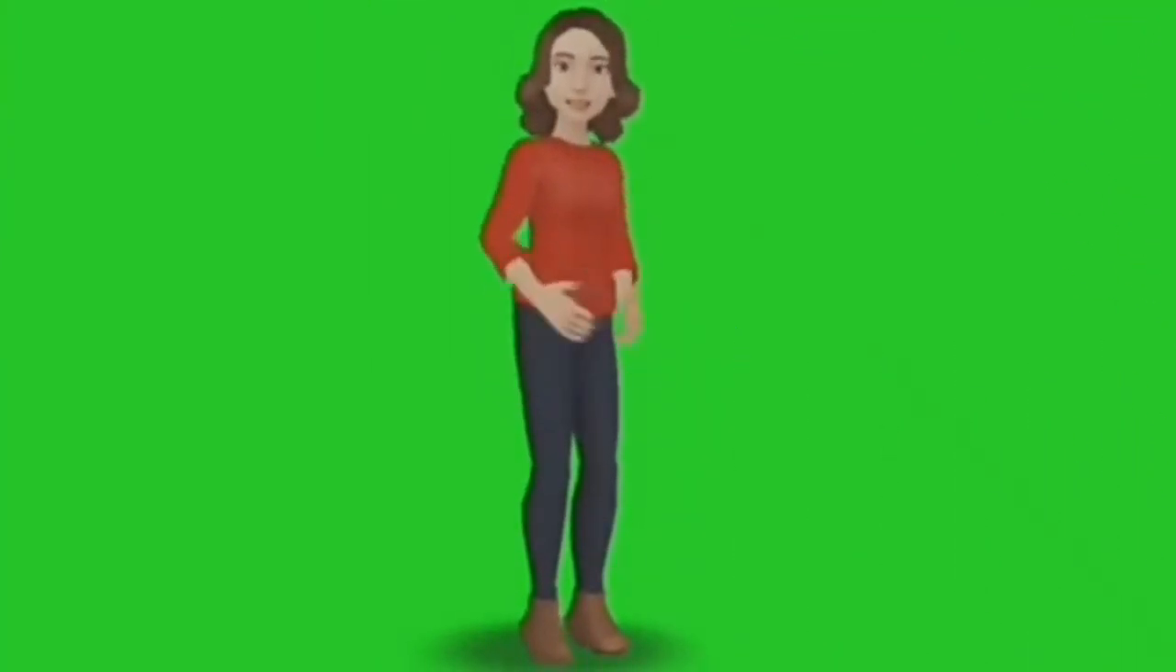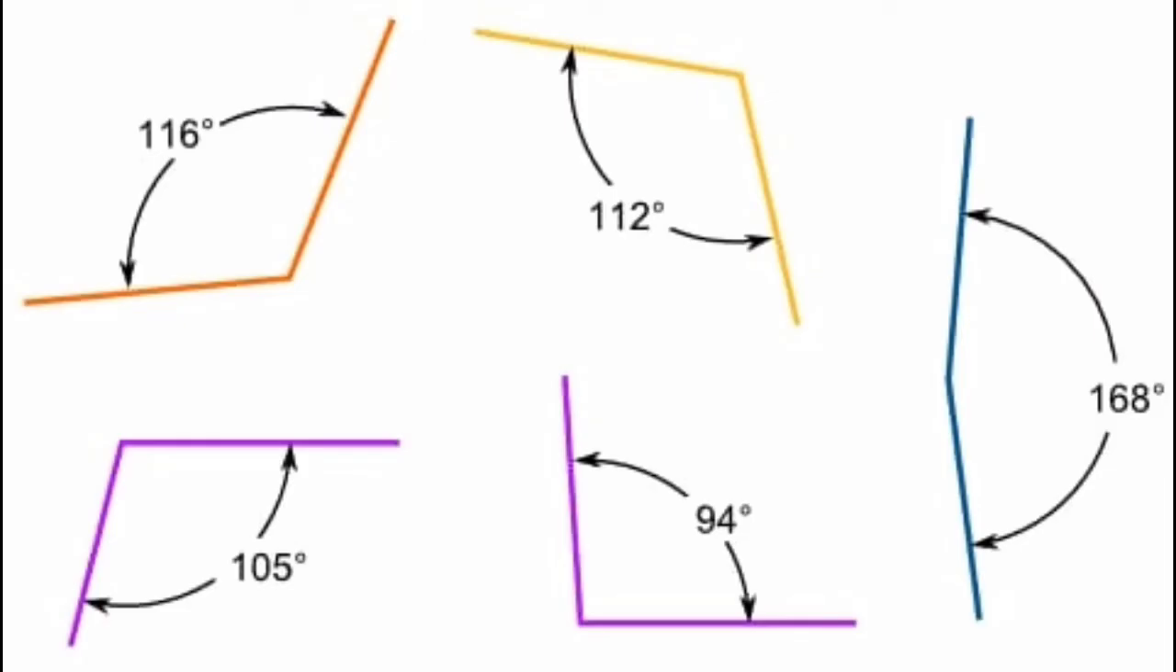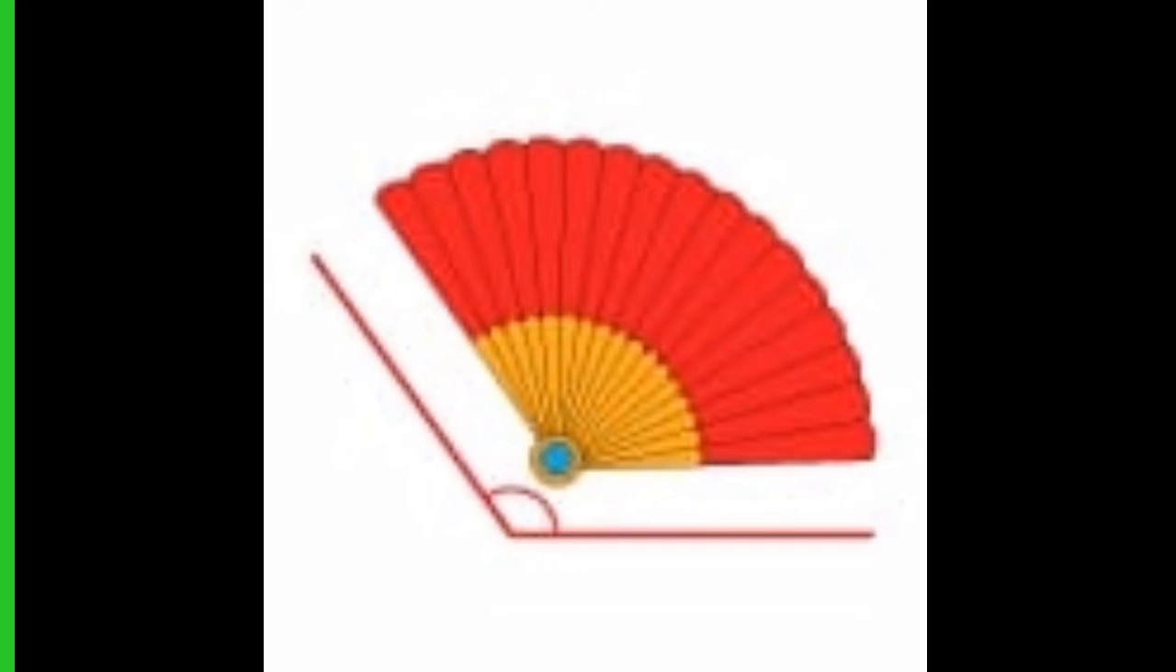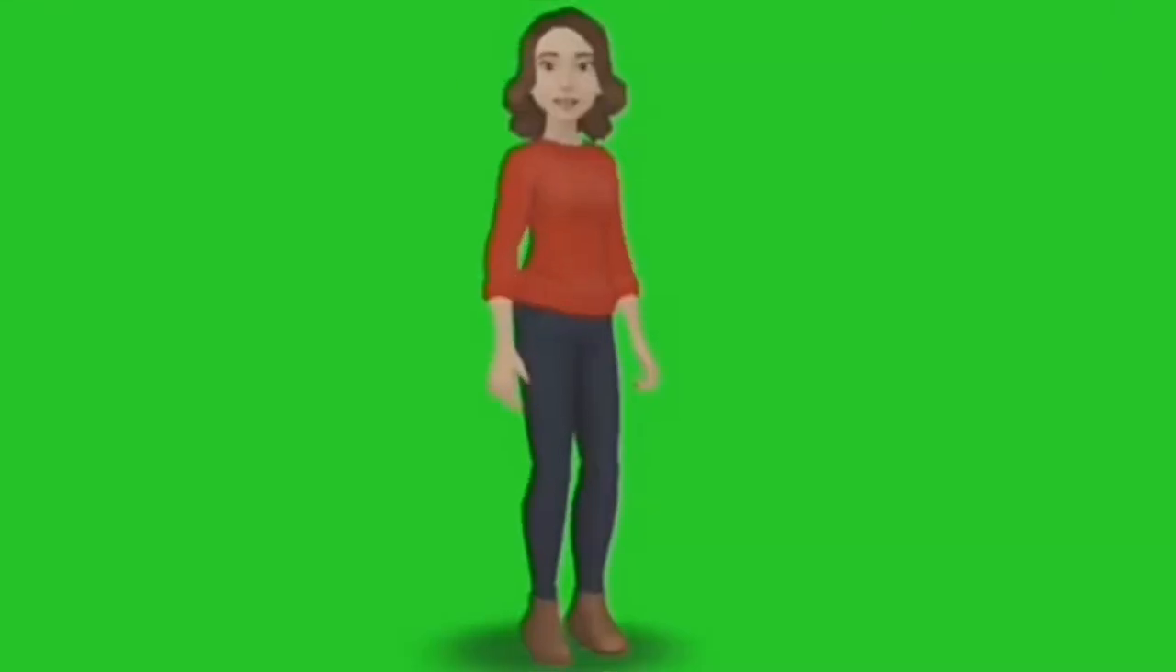The next angle is obtuse angle. The angle which measures more than 90 degree and less than 180 degree is an obtuse angle. See this figure. You can see many obtuse angles of different measures. Now let's see which object resembles an obtuse angle. Look, this is a hand fan. The angle made by it is an obtuse angle.